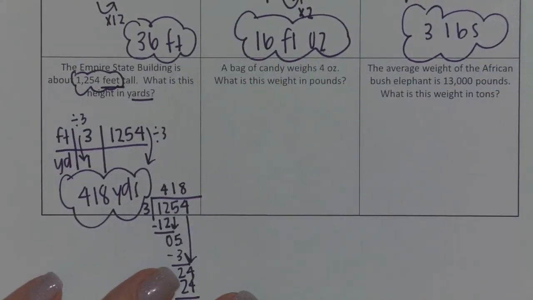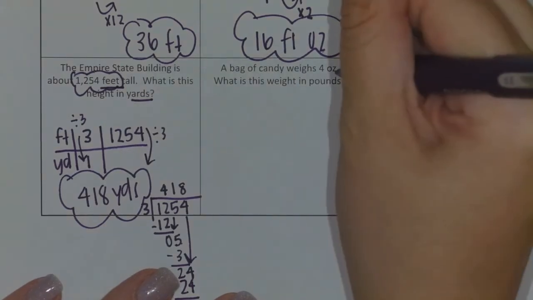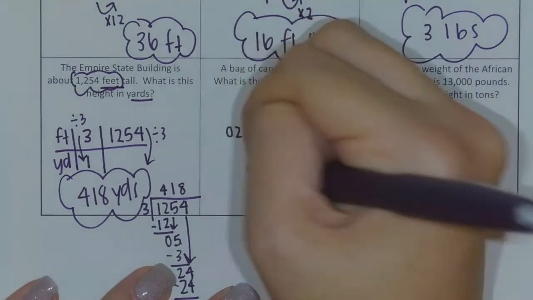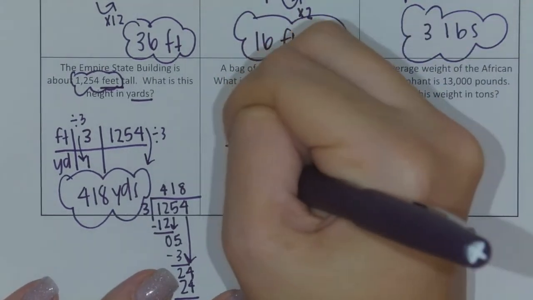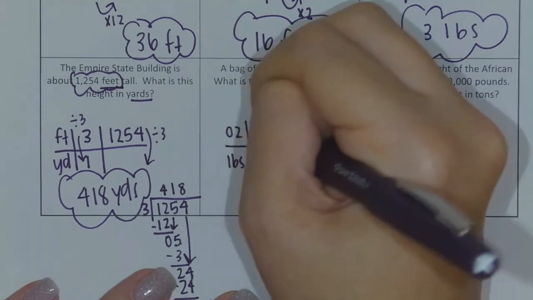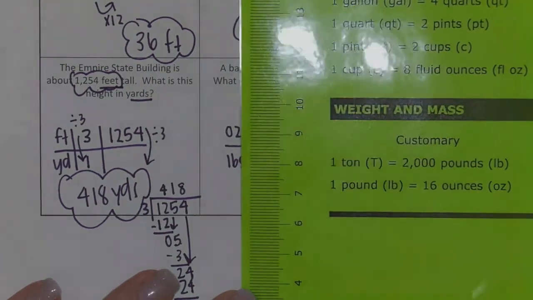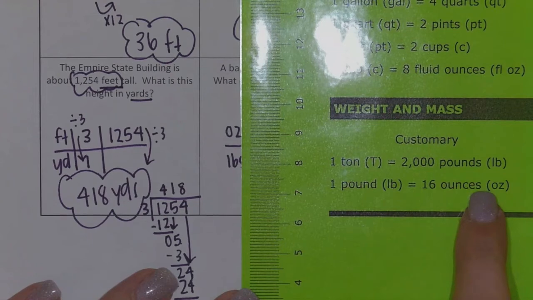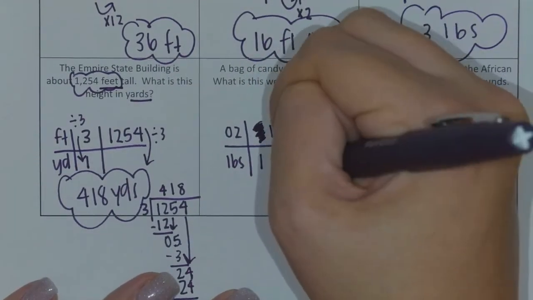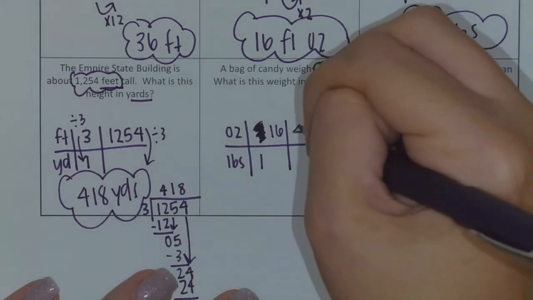Our next one says a bag of candy weighs 4 ounces. What is this weight in pounds? My best friends that I'm comparing here are ounces and pounds. So I have OZ for ounces, LBS for pounds. So this is going to be 4. Oh, no, I did that wrong. Oh, my goodness gracious. Sorry, I need to go look at my star chart. My star chart says that 1 pound is going to give me 16 ounces. So that's going to be 1 pound, 16 ounces. And then I know from my problem that I'm dealing with 4 ounces.